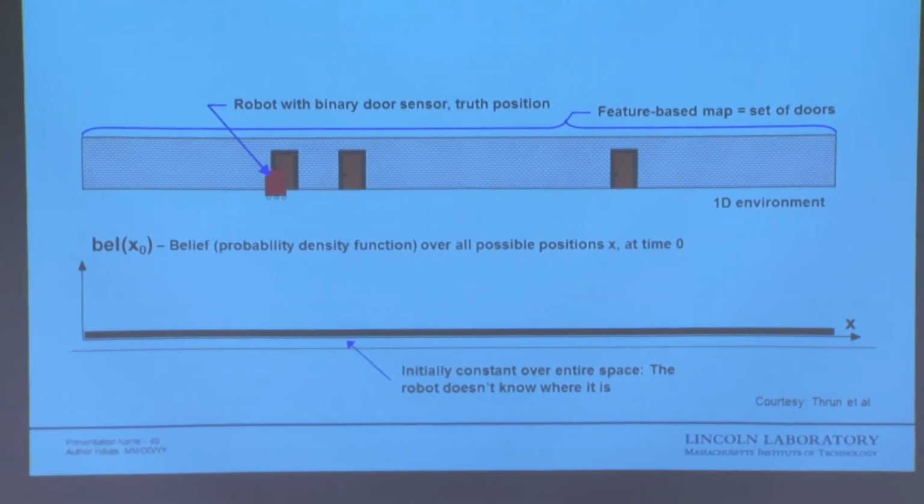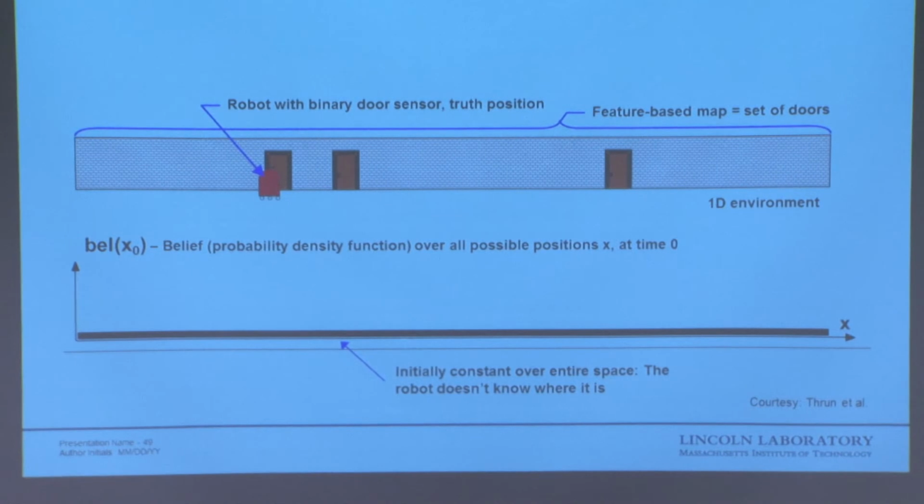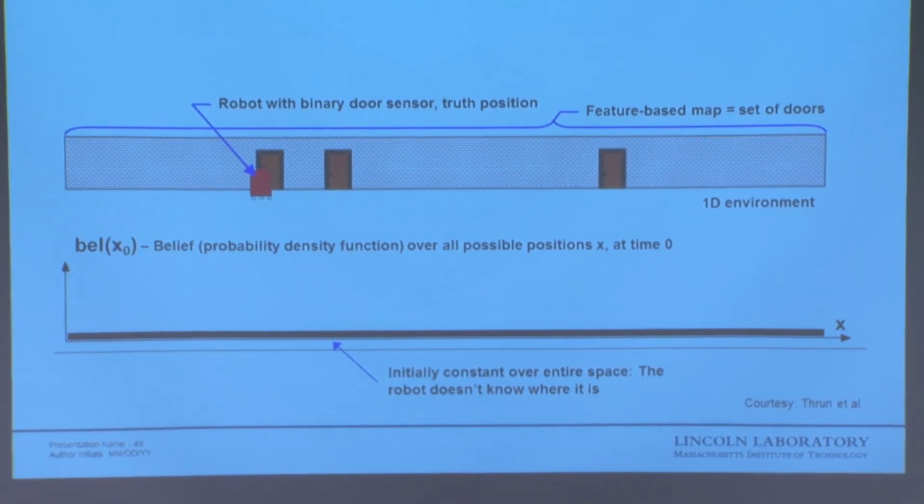But our door sensor isn't perfect, so sometimes it will tell us we're in front of a door when we're not in front of a door, or sometimes it will tell us we're not in front of a door when we are. So there are some errors even though it's a binary sensor. So our initial belief state is uniform across our state space. So our robot has no knowledge about where its current position is. It could be anywhere along that state space.